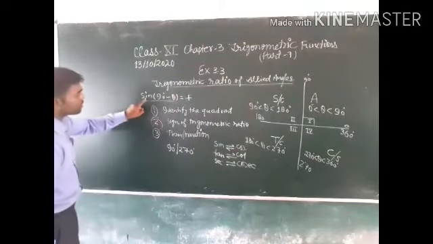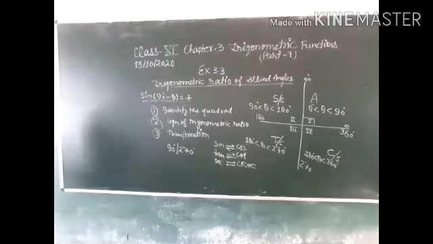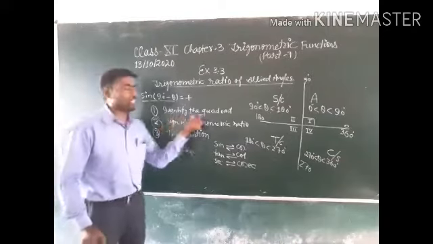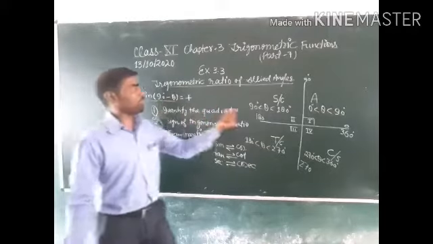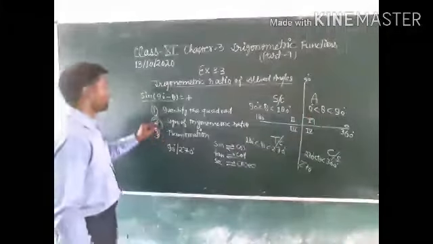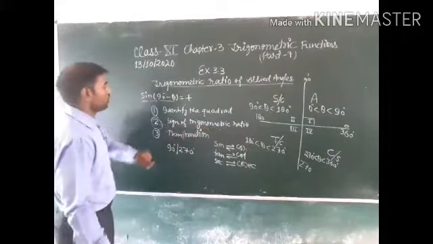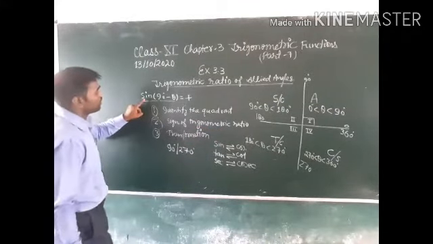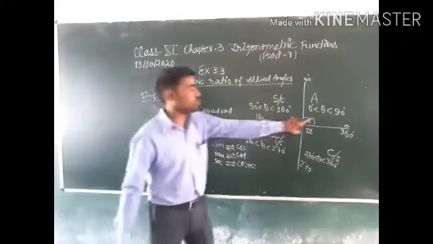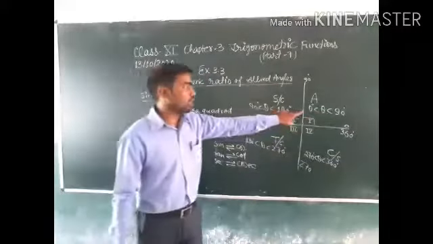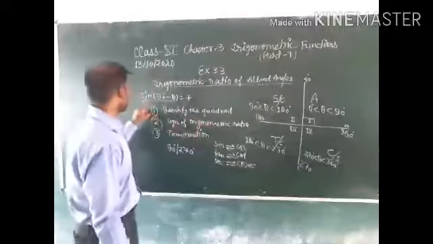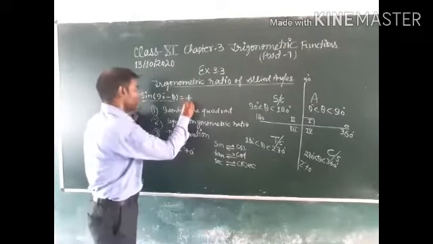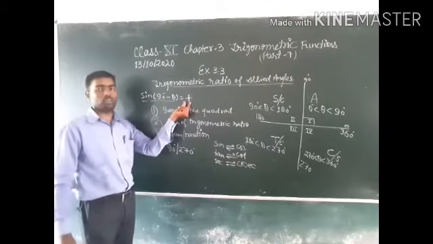Let's say for example, sin 90 minus theta. First of all, we identify the quadrant. Identify the quadrant means this belongs to the first quadrant. In the first quadrant all trigonometric ratios are positive. So sin 90 minus theta is positive.